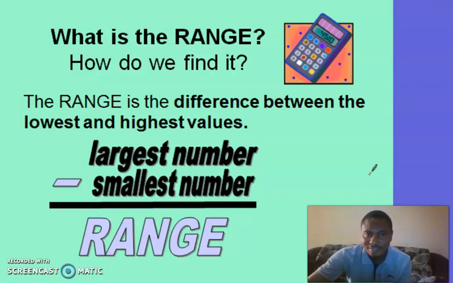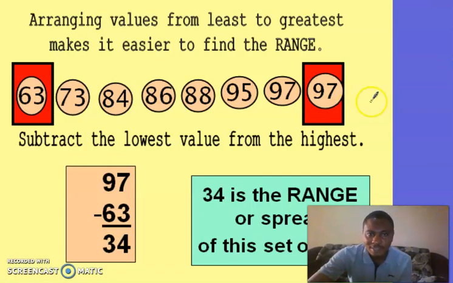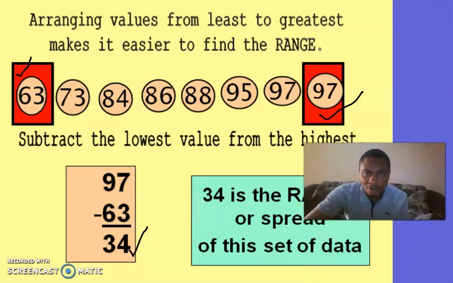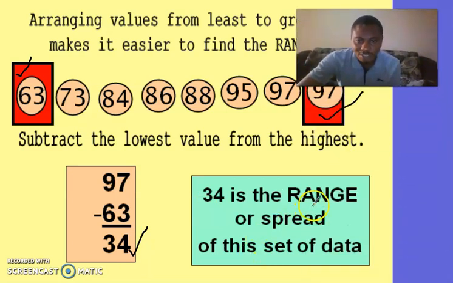What is the range? The range is the difference between the lowest and the highest values. That's the largest number minus the smallest number, gives us the range. Now let's look at this set of numbers. The largest number here is 97, and the least or the lowest number is 63. To find the range, we say 97 minus 63 to give us 34. So 34 is the range or spread of this set of data.